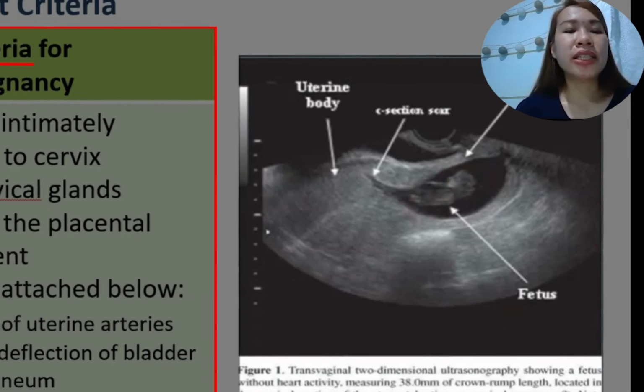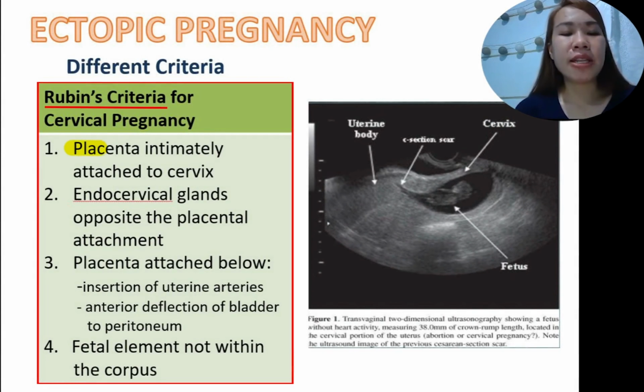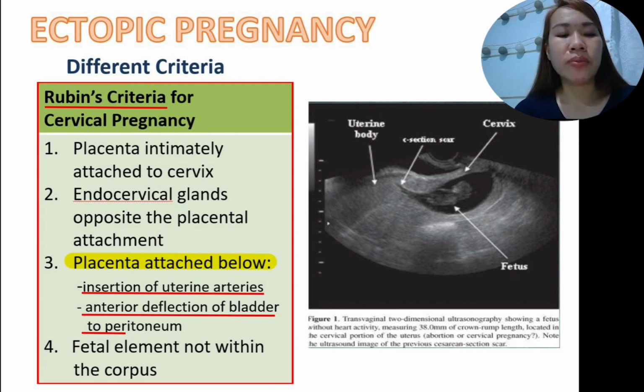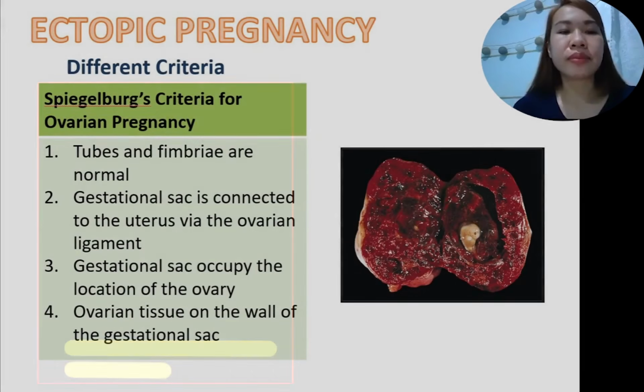So what are the things that we can see if there is a cervical pregnancy? The placenta intimately attaches to the cervix. The endocervical glands are opposite the placental attachment. The placenta is attached below the insertion of the uterine arteries, and there is anterior deflection of the bladder peritoneum. And fetal element not within the corpus or the body of the uterus. So we have a cervical pregnancy.